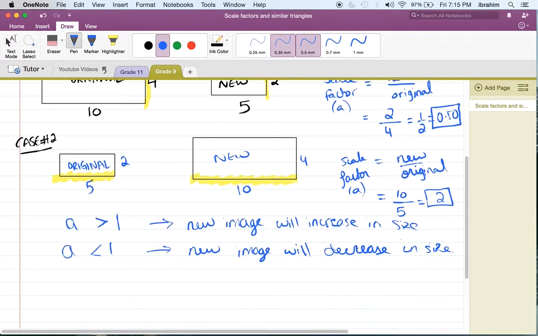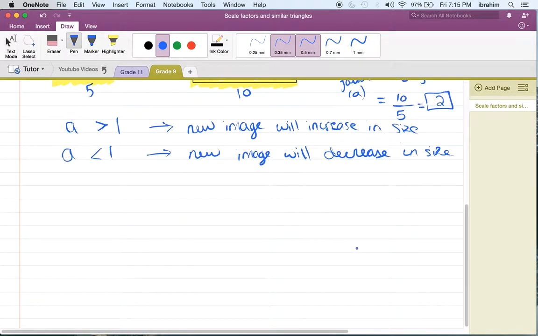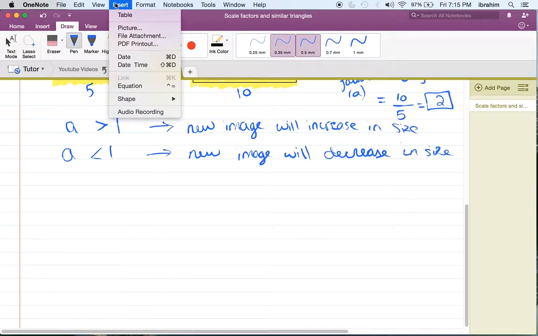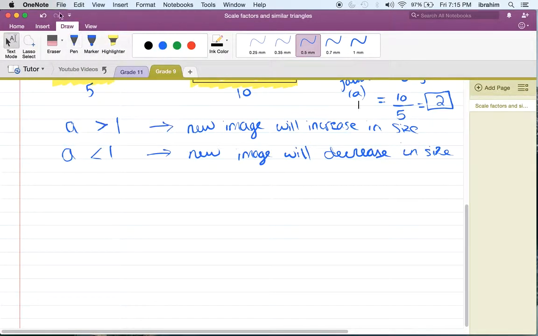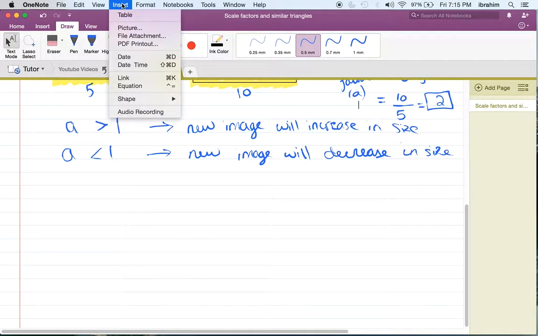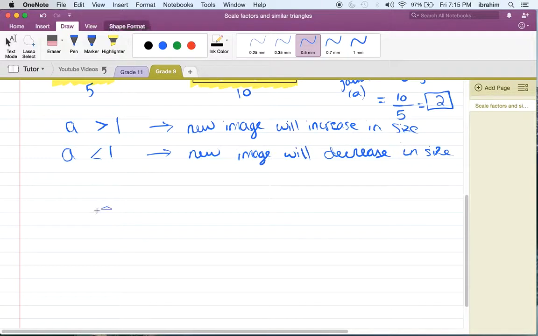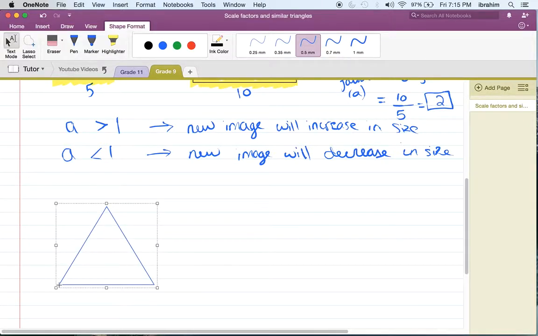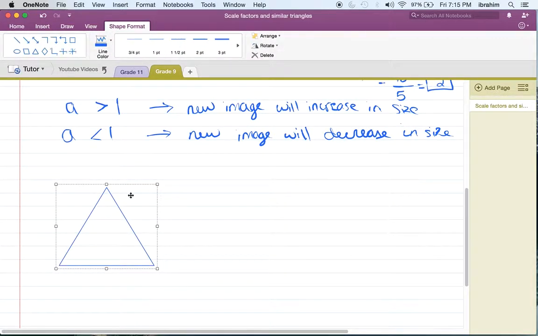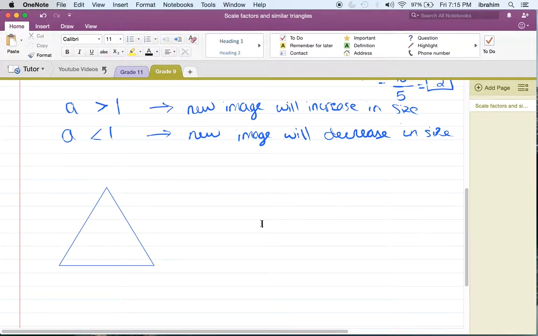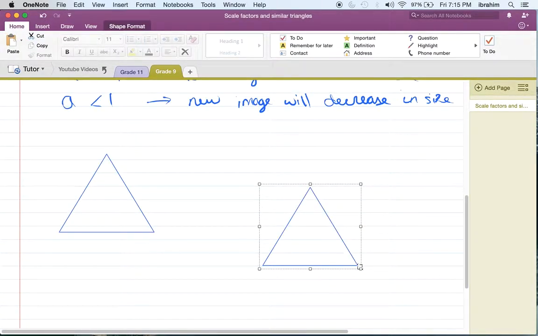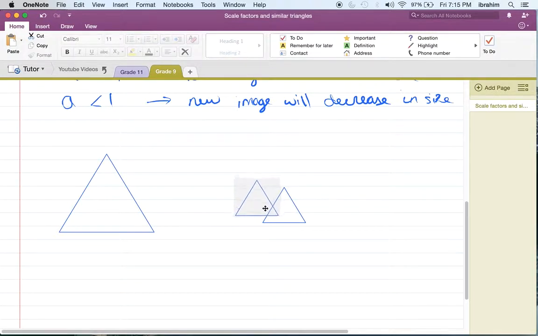Now, the second part of this video is going to focus on similar triangles. The first thing I'm going to do is draw a couple of triangles here. Insert triangle. So this one is my first triangle. Then I'm just going to copy and paste this on the side and decrease the size. Okay, so let's assume these are the two triangles we have.